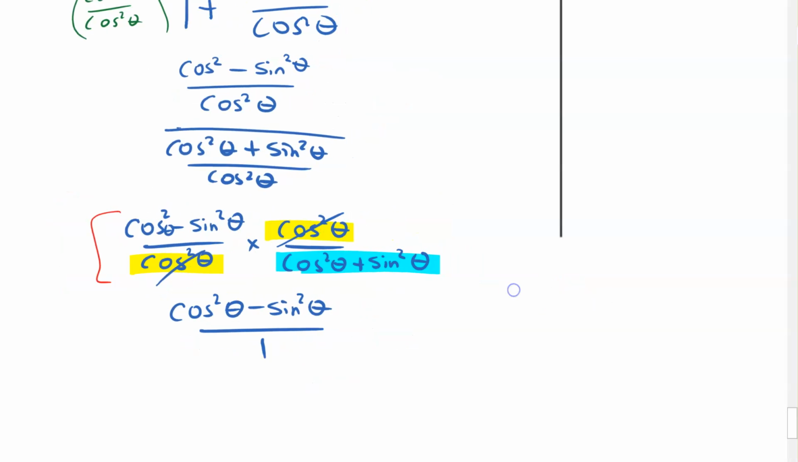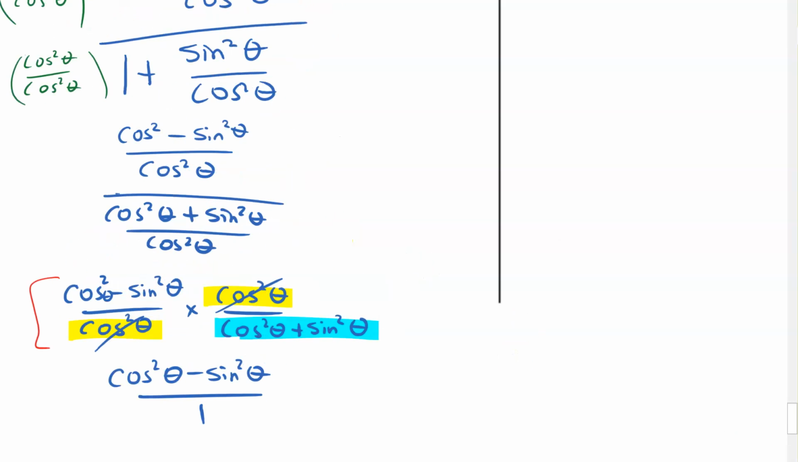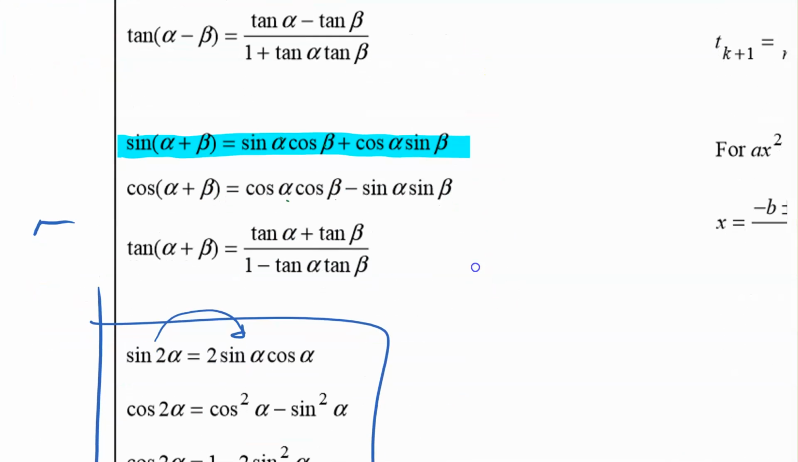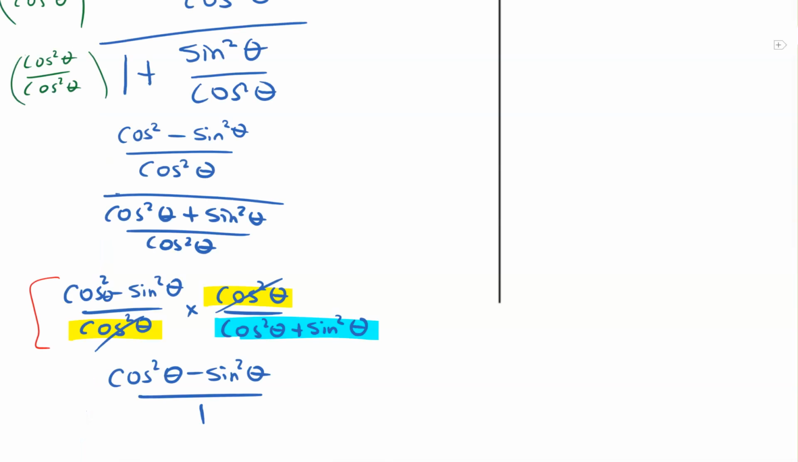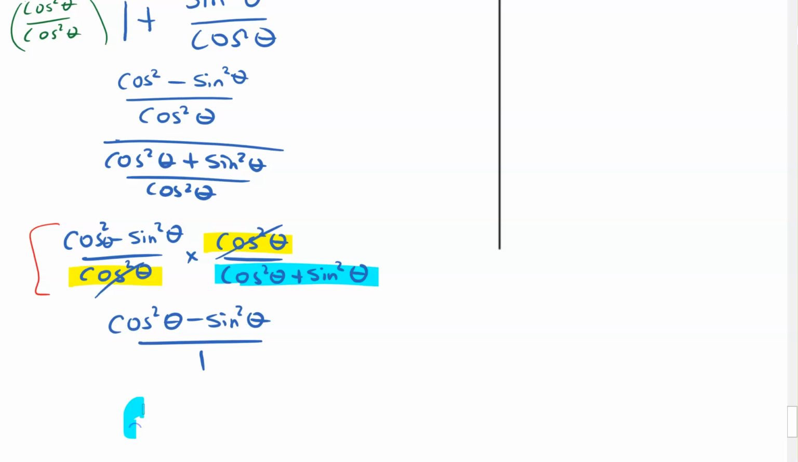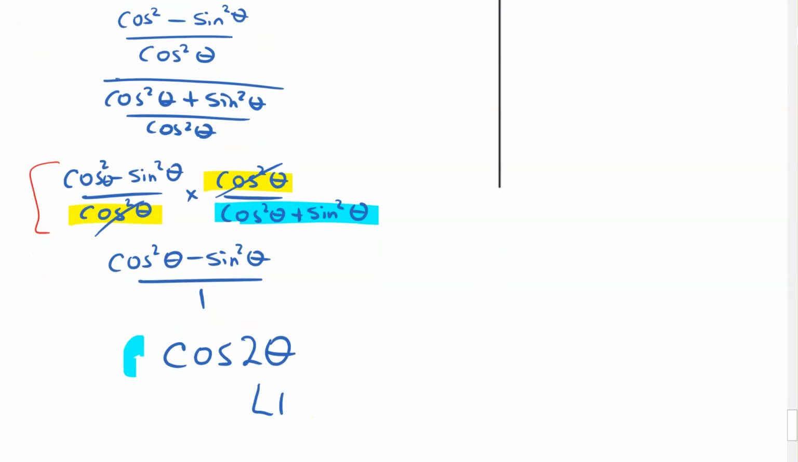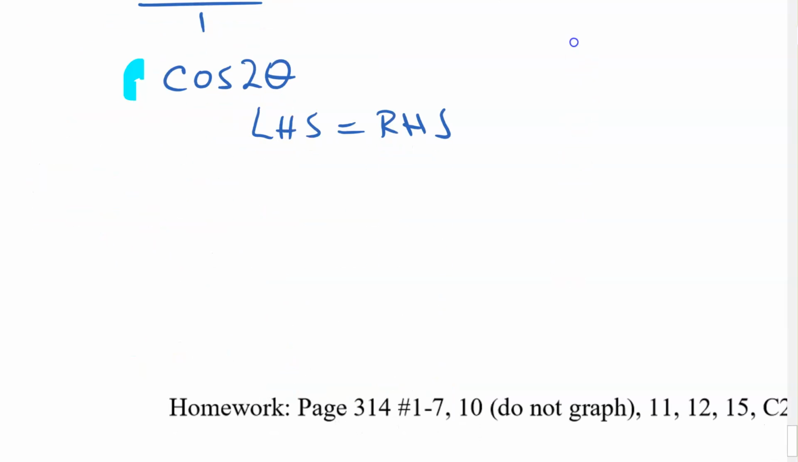All right, so now it's time to say, what version of cos 2 theta shall I use? Going back to my formula sheet, of those 3 versions, well, look, I've got one all ready for me, right? This one right here. So it's actually exactly the same thing. So I'll just go here and say that is equal to cos of 2 theta, and then the left hand side is equal to the right hand side. Nice.